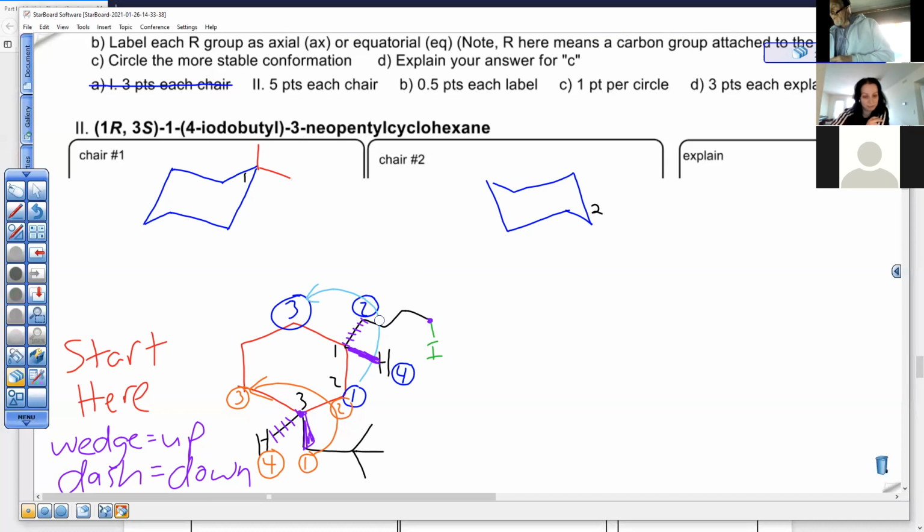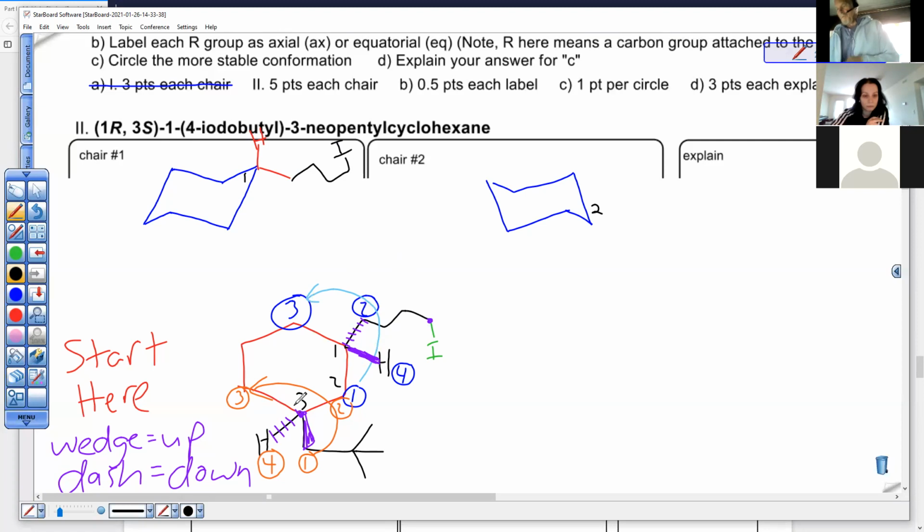So which one of these is the up bond and which one's the down? The H is up. Please put it up there. That's up. And the iodobutyl is down. 1, 2, 3, 4, iodo. 1, 2, 3, 4. Good.